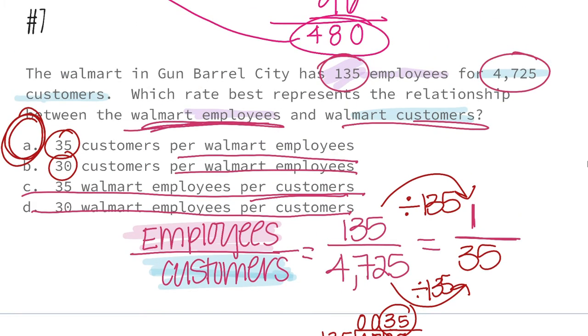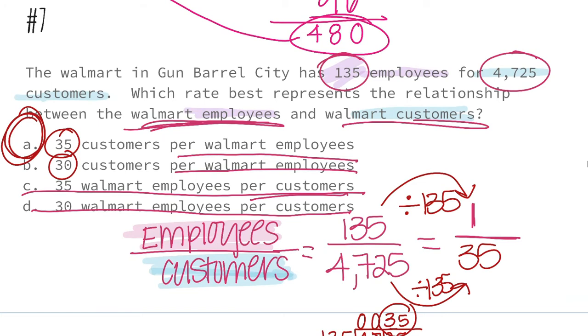So make sure you're telling yourself, like, what would make more sense when we're doing unit rates? What makes more sense to get to 1? The employees or the customers?